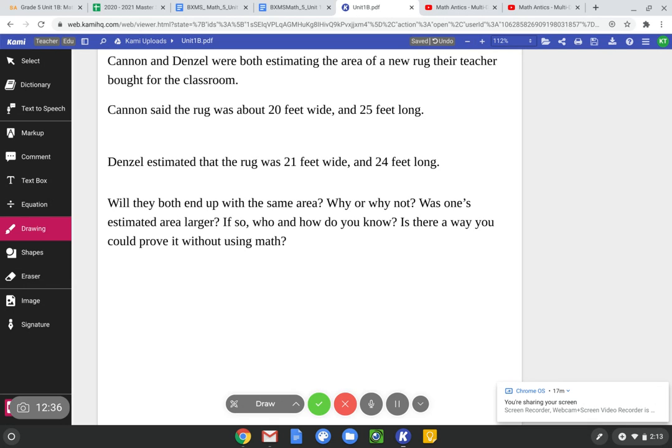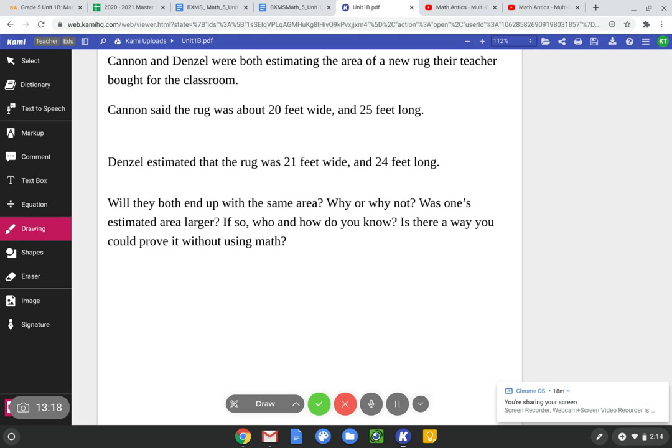And so they're using their estimates. What's an estimate? An estimate is an educated guess. You're using logic and prior knowledge to estimate. The difference between a guess and an estimate is that with a guess, you're not using any knowledge or logic. But with an estimate, you're using prior knowledge to say, well, a foot is about this big, and that looks about 20 feet. So I'm going to say 20 feet.